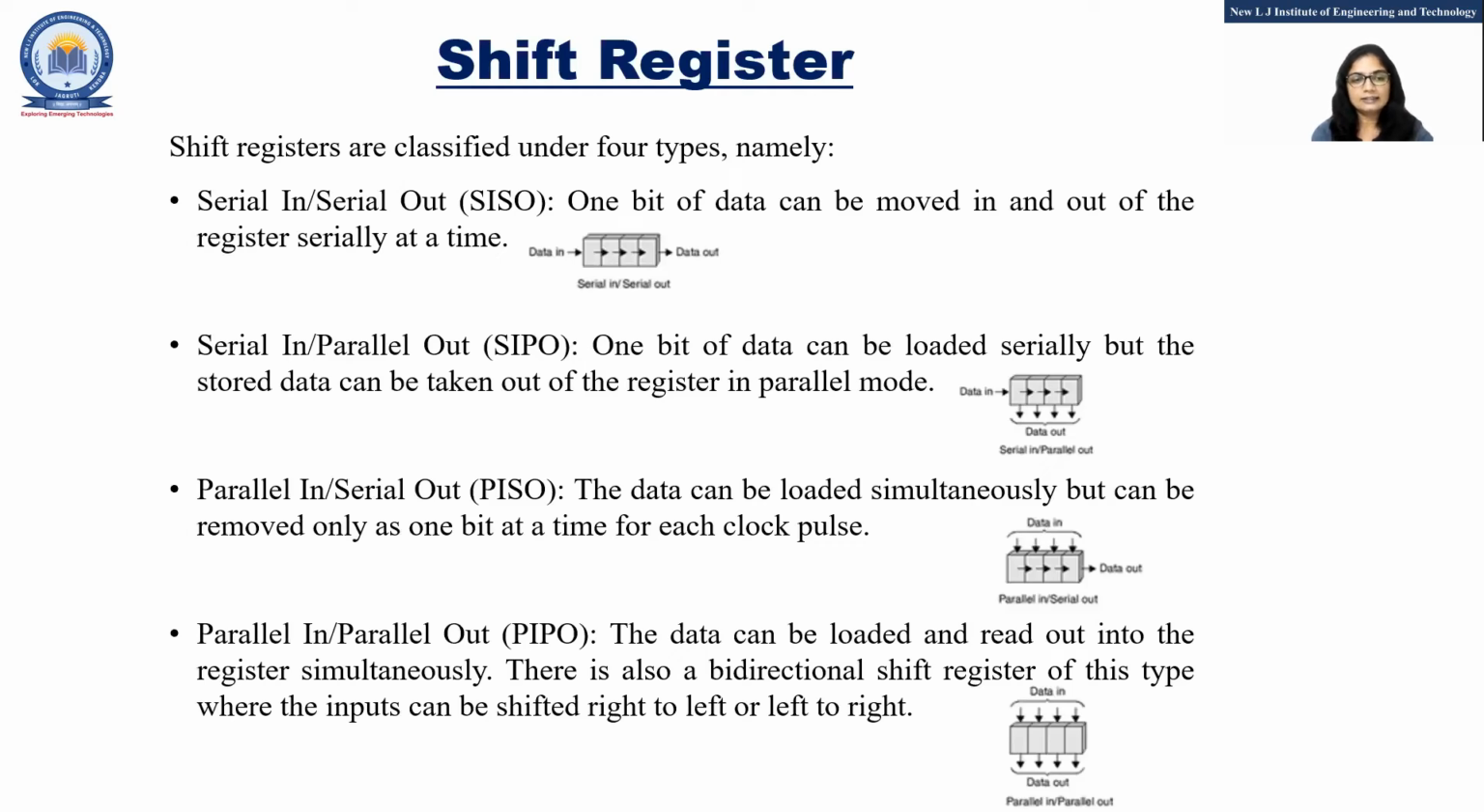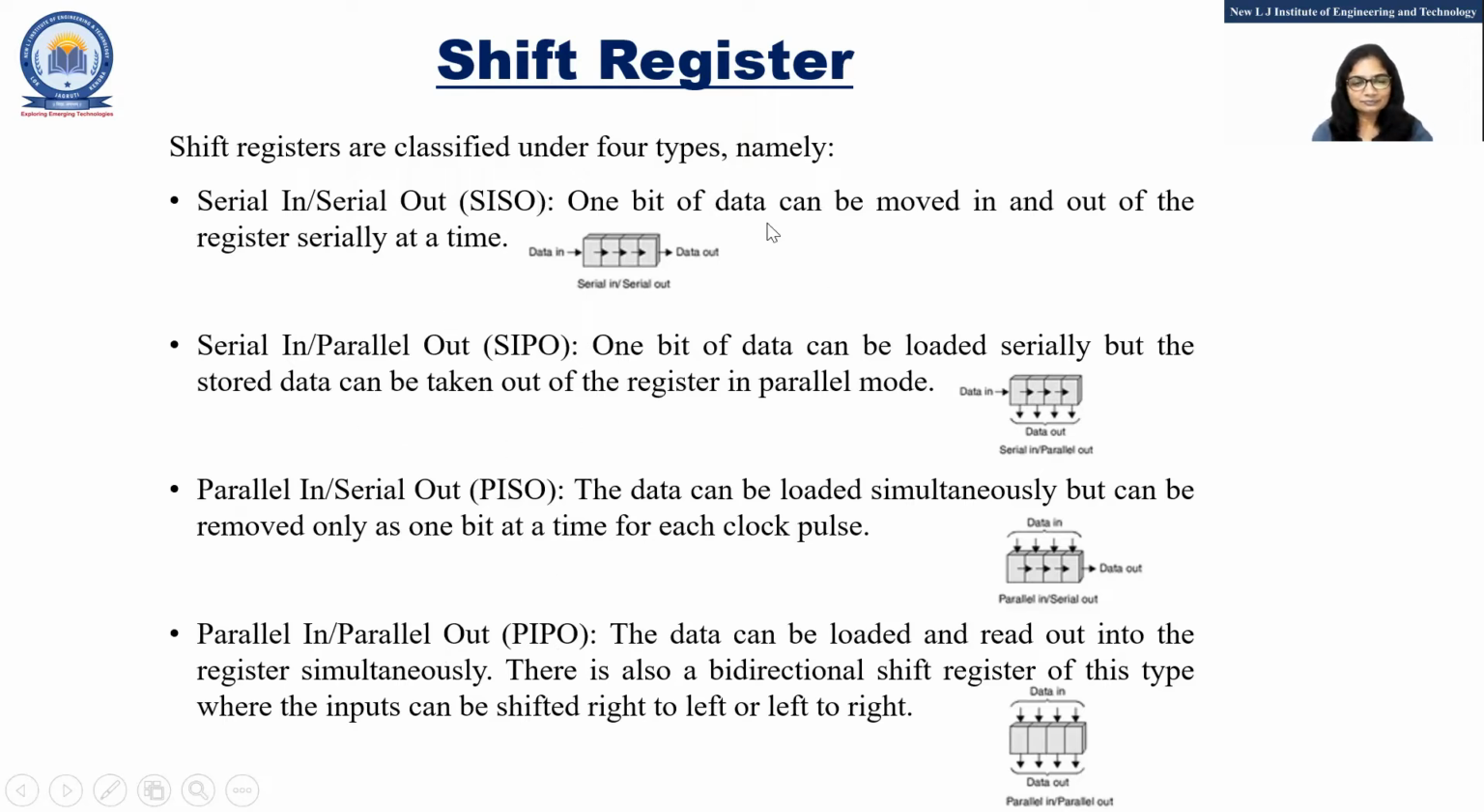Now you can see here the classifications of the shift registers: serial in, serial out, SISO; serial in, parallel out, SIPO; parallel in, serial out, PISO; and the last, that is parallel in, parallel out, PIPO.